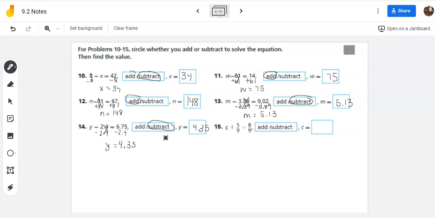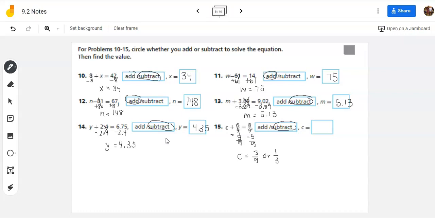And our last one on this slide and this page is a fraction one. So the opposite of adding 5/9 is subtracting 5/9. So I'm going to subtract. And C equals 8/9 minus 5/9 is 3/9, or you can simplify it down to 1/3. I will take either. Obviously, I would prefer the simplified way though.